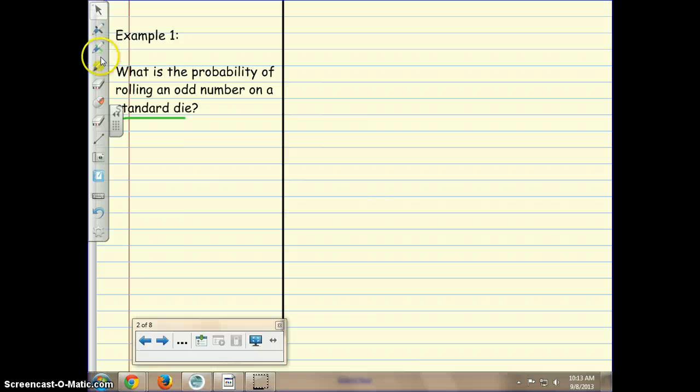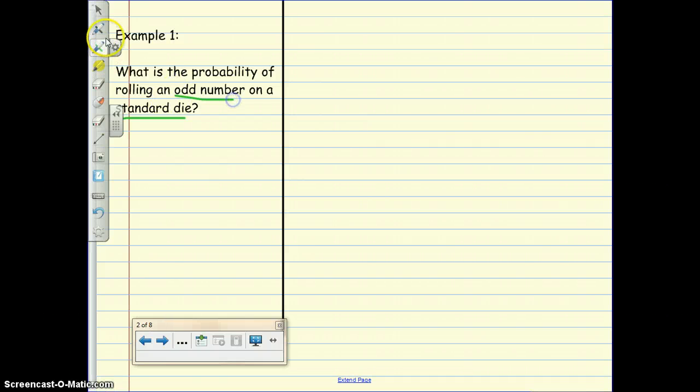Whoops, I thought I had that pen. There we go, an odd number on a standard die. So I like to remind myself first that probability is always favorable over total. And in this case, favorable numbers are, let's see, the odd numbers would be 1, 3, and 5. So 3 of the sides are favorable out of 6 total sides.